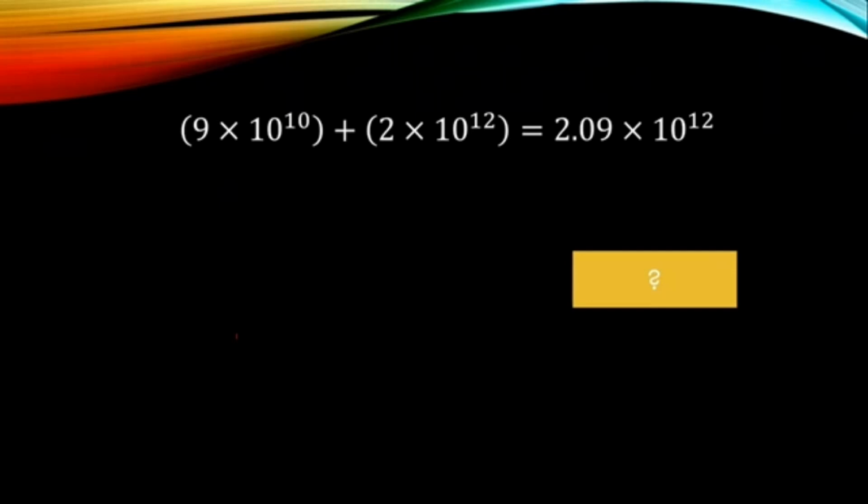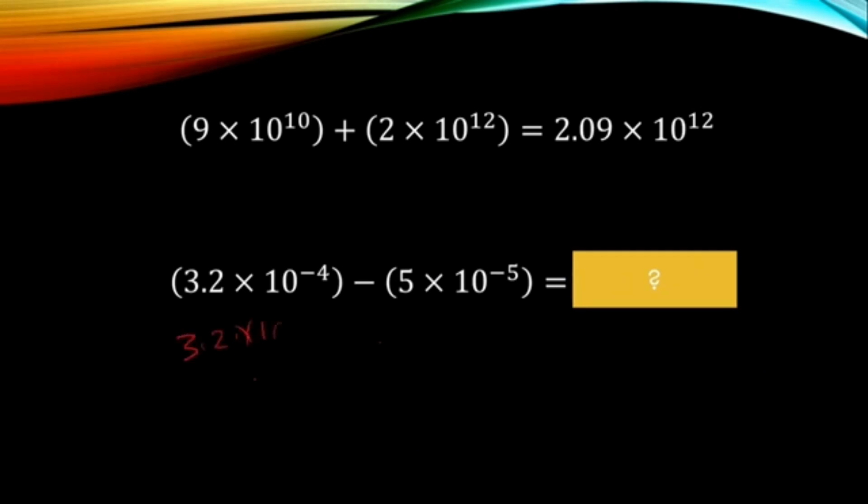The last question is 3.2 times 10 to the power minus 4 minus 5 times 10 to the power minus 5. Since minus 4 is the bigger number here, we need to convert this number to a power of minus 4. So it will be 3.2 times 10 to the power minus 4 minus, and here you can see we can play around with this number to become 0.5 times 10 to the power 1, and then times 10 to the power minus 5. You can already see that 1 minus 5 is going to give us minus 4.